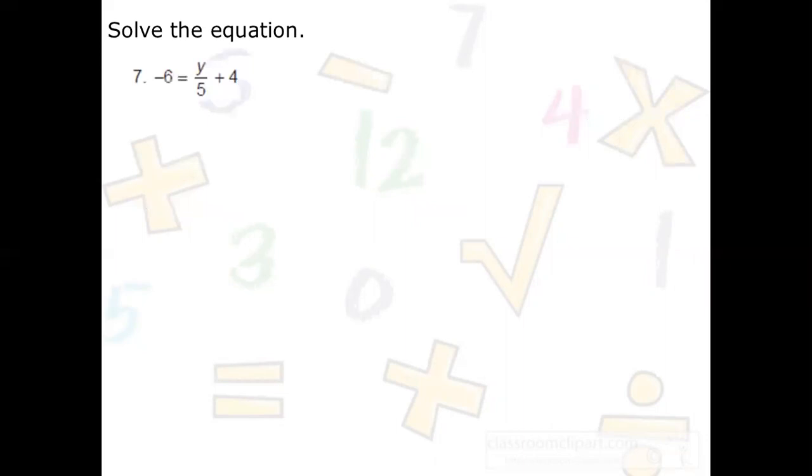Let's move on to question number 7. So here we have -6 equals y over 5 plus 4. Now first thing first, always get rid of the plus 4. So plus 4, when it moves to the other side, will become a -4. So -6 minus 4 is going to give you -10 equals y divided by 5.